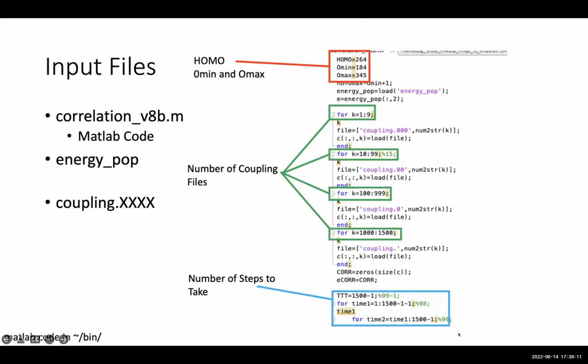And then in the blue box, you have time steps. What you want to do is make sure that this big number here matches the highest coupling you have. So in this case, it's 1,500, assuming you have all these minus ones. If you don't, you have to calculate it properly.